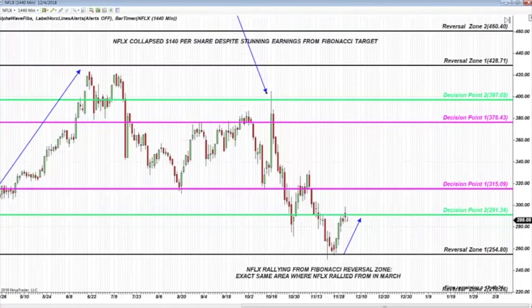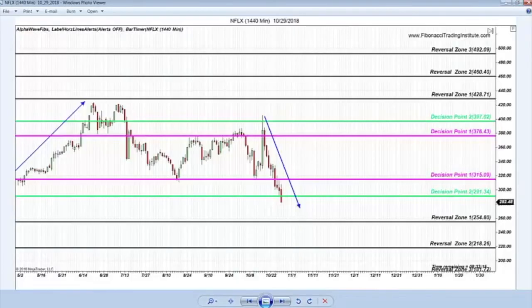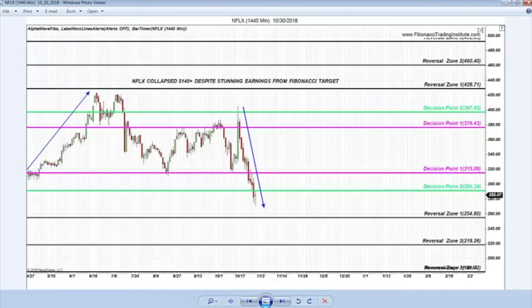Here is Netflix before. Famous 315 key support does not mean a thing. Fibonacci means everything. Netflix starts selling off because, of course, bright green line is reached. This is Netflix after earnings, crashing into oblivion as expected. But no one is surprised when Netflix reaches reversal zone.